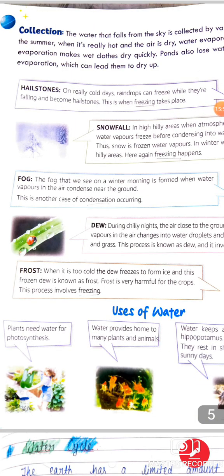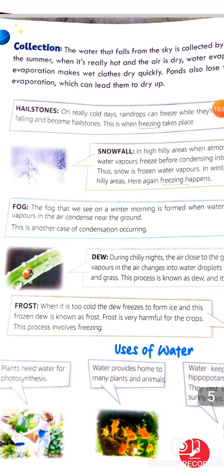Now the fifth one is about frost. When it is too cold, the dew freezes to form ice, and this frozen dew is known as frost. Frost is very harmful for the crops. This process involves freezing. Frost in rural areas, our grandparents call it pala or tusar in Hindi. But now I will explain to you what frost is.